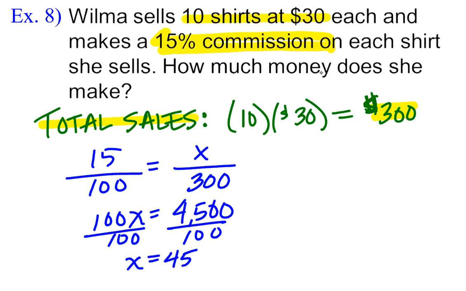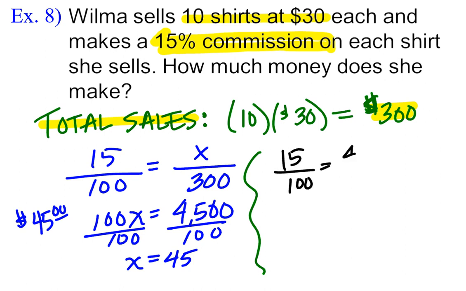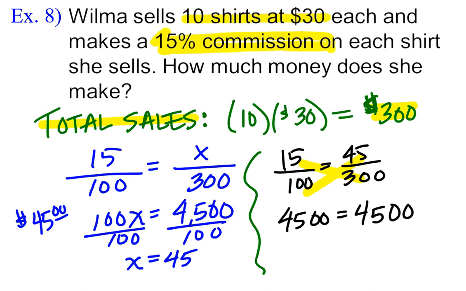So how much money does she make? We think she's made $45 for selling those shirts. But we're going to check our solution because that's what we do, right? So we're going to plug it in. 15 over 100, is that equal to 45 over 300? So once again, we're going to cross multiply. And once I do that, I know 45 times 100 is 4,500. And with my calculator, I check 15 times 300 is also 4,500. So this works out. This is a good answer.